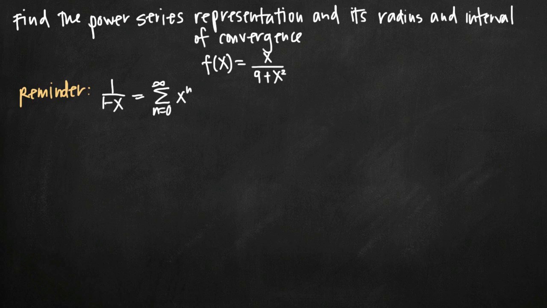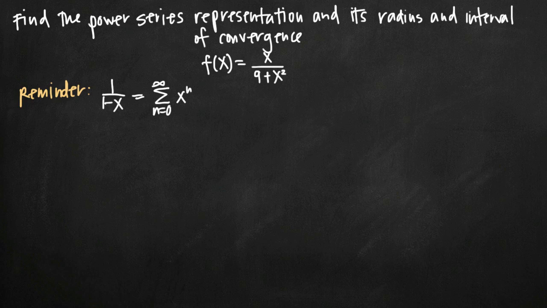Today we're going to be talking about how to find the power series representation of a function and the associated radius and interval of convergence for the power series. And in this particular problem, we've been given the function f of x is equal to x divided by the quantity 9 plus x squared.